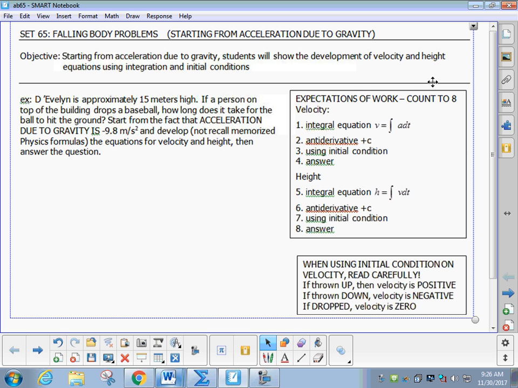This is also not a physics class, as you can agree. So I will beg you, as we go through this lesson, recall it's not physics, and I am constantly going to be saying, develop the equation for velocity and height, not recall from physics the equation for velocity and height. Develop via calculus. The equations that you memorized come from calculus. You're going to show that. All right. So here we go.